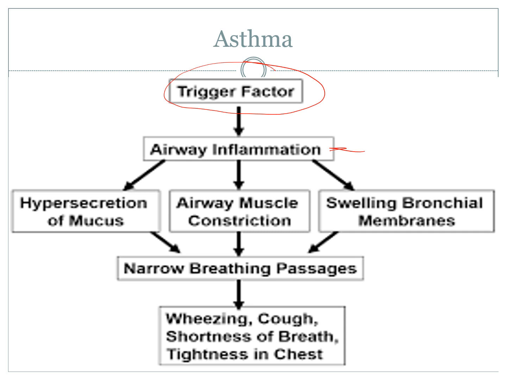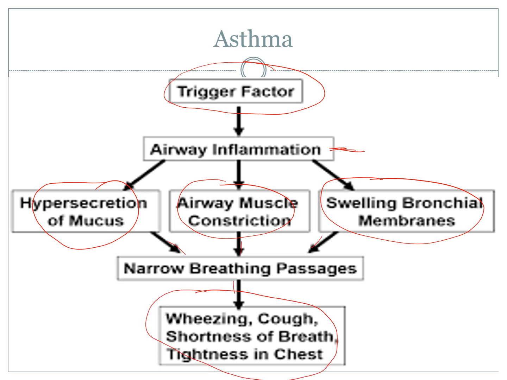Now, what happens is you end up with airway inflammation. So your airways will actually inflame. As a result of that, you get a constriction of the muscles, a huge amount of mucus being produced, and your bronchial membrane will swell. Now that narrows your breathing, causes wheezing, coughing, shortness of breath, and tightness in the chest. So asthmatics will often complain of the inability to get air out.